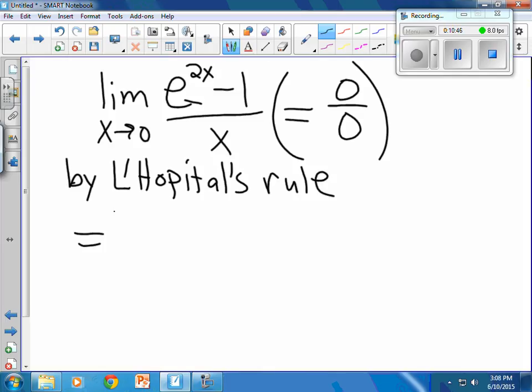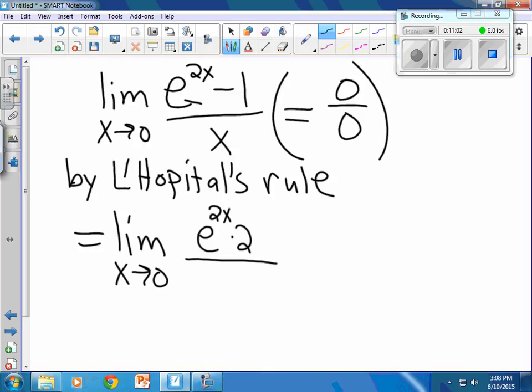our limit is equal to the limit as x approaches 0 of the derivative of the numerator. Well, the derivative of e to the 2x is e to the 2x times 2. The derivative of 1, of course, is 0, divided by the derivative of the denominator. The derivative of x is simply 1. Now, this limit, e to the 2x times 2, that's a continuous function, and we know that we can calculate the limit of a continuous function by just plugging in the number, in this case 0. So we would get 2 times e to the 2 times 0. 2 times 0 is 0. e to the 0 is 1. 2 times 1 is 2.